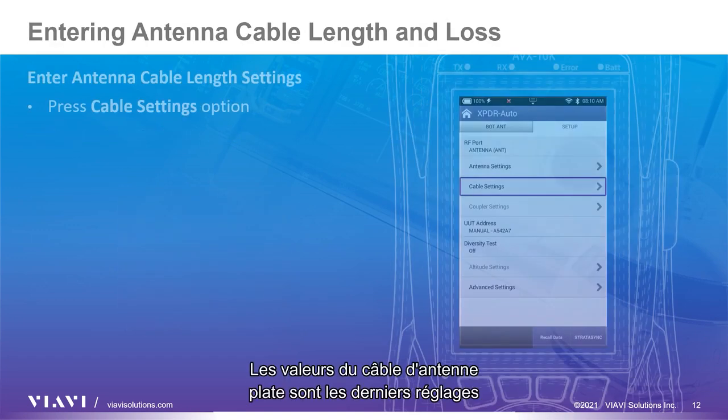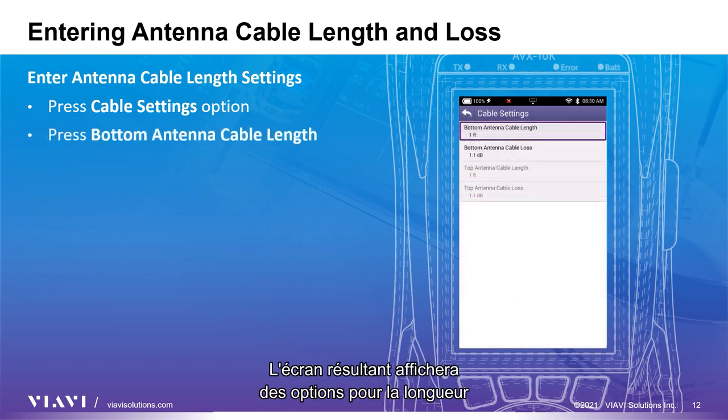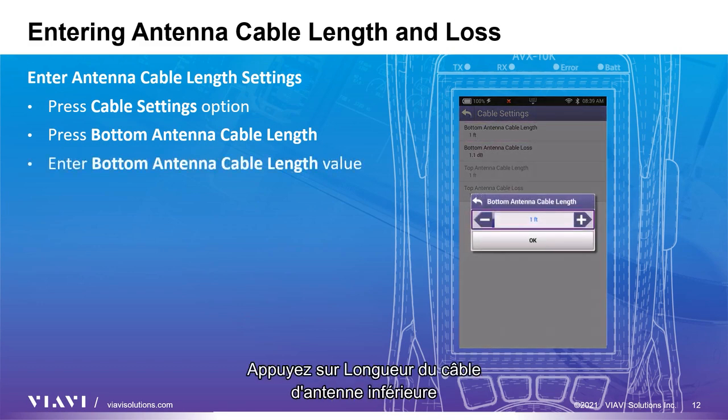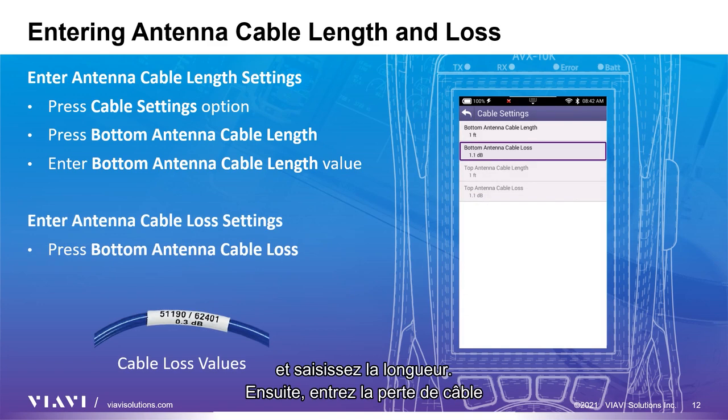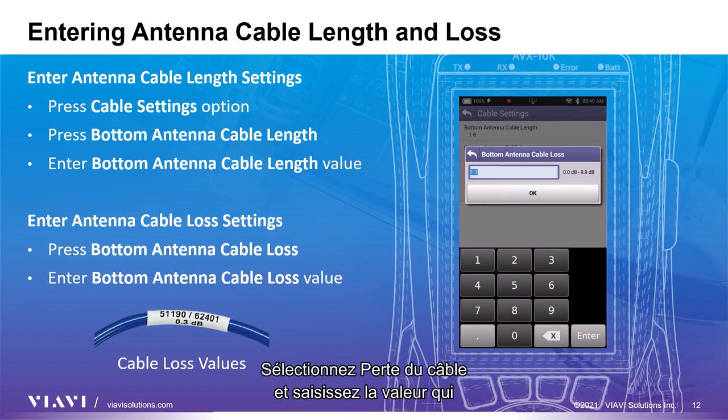The flat panel antenna cable values are the final settings required for a proper setup. Using the back arrow, on either the touchscreen display or the cursor key, go back up one level and select the cable settings. The resulting screen will show options for the cable length and the cable loss. Press the bottom antenna cable length and enter the cable length. Next, enter the cable loss values. The cable loss value can be found on the cable label. Select the cable loss and enter the values found on the cable.